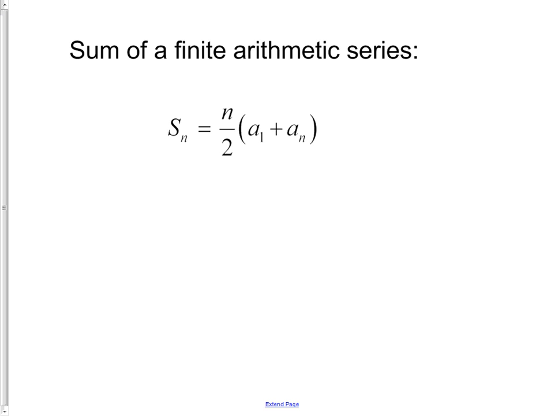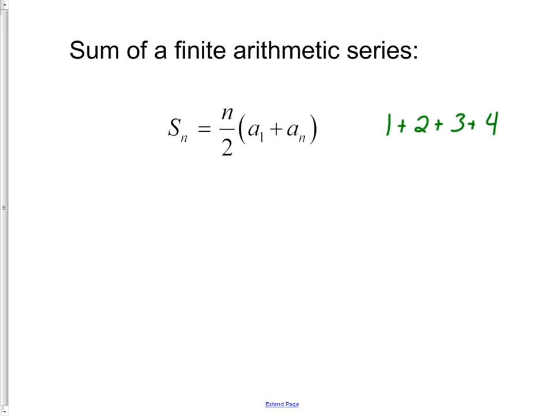So in this one, the sum of a finite arithmetic series, S sub n, that means the sum of n numbers, equals n divided by 2, the number of terms in the series divided by 2, and then you have a sub 1 plus a sub n, first term plus last term. Let's just take a very basic one and show you how to do this. Let's say we had the series as 1 plus 2 plus 3 plus 4. This is the first 4 terms, or the first 4 integer values, and I'm going to find the series.